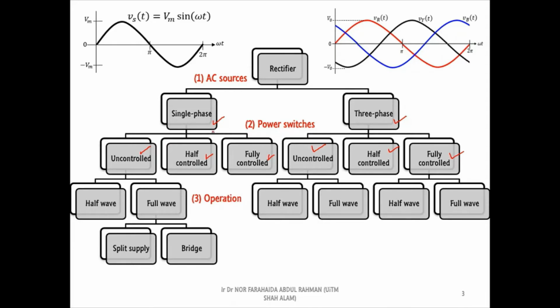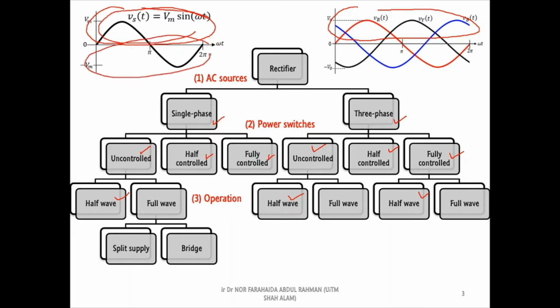If the rectifiers are only capable to rectify the positive half cycle of the AC supply voltage waveform, then we call the rectifiers as half-wave rectifiers. On the other hand, if the rectifiers are capable to rectify both positive and negative half cycles of the AC supply voltage waveform, then we call the rectifiers as full-wave rectifiers.